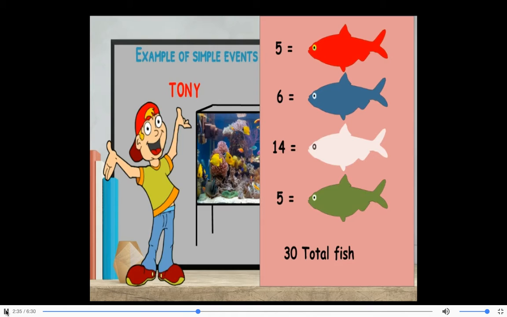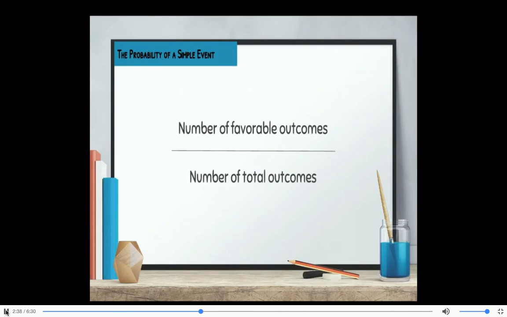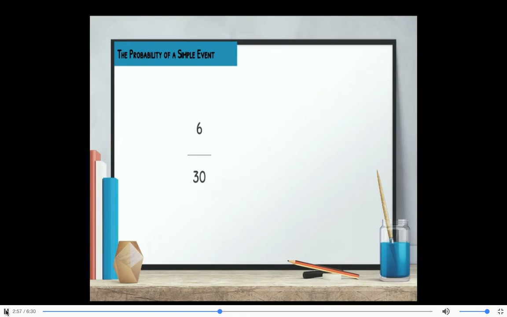The formula to calculate the probability is the number of favorable outcomes over the total number of outcomes. The number of favorable outcomes is 6, and the number of total outcomes is 30. So, the probability of Tony scooping a blue fish on his first go is 6 out of 30. Remember, all fractions must be in simplest form, so 6 over 30 will reduce to, you got it, 1 over 5. Probability that Tony will scoop out a blue fish on his first go is 1 out of 5, or 20%.